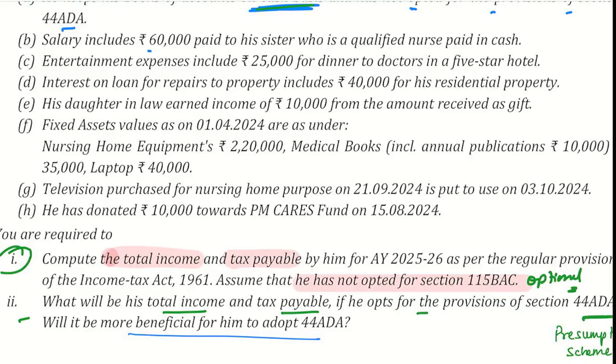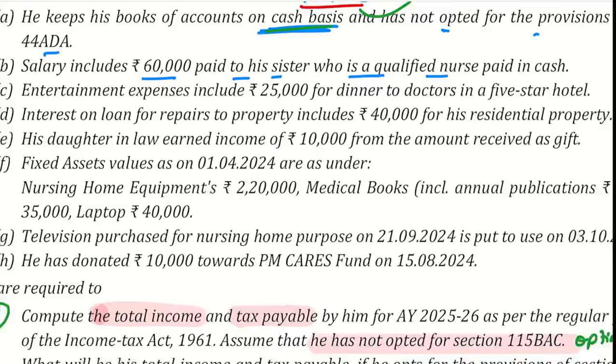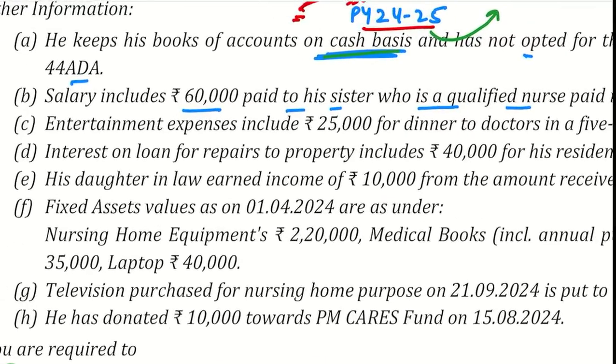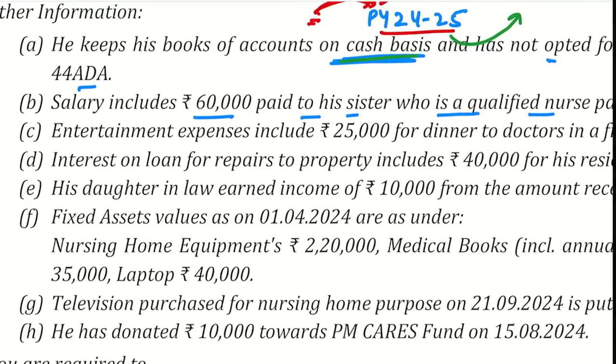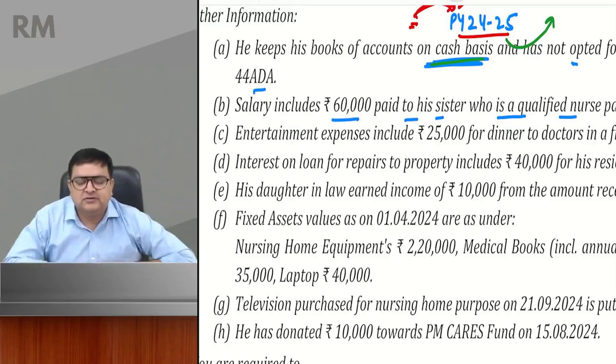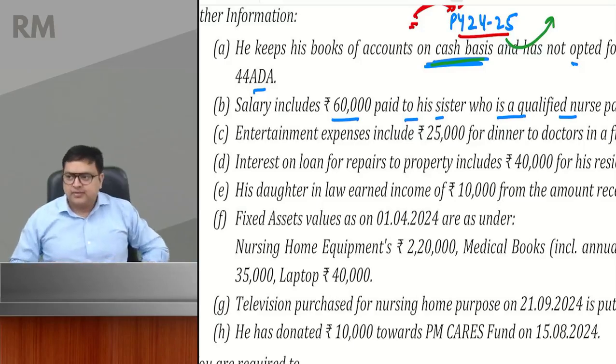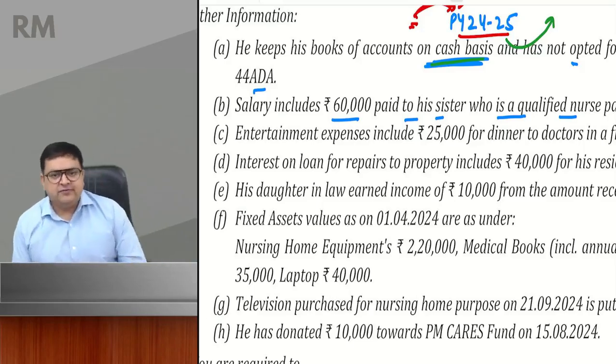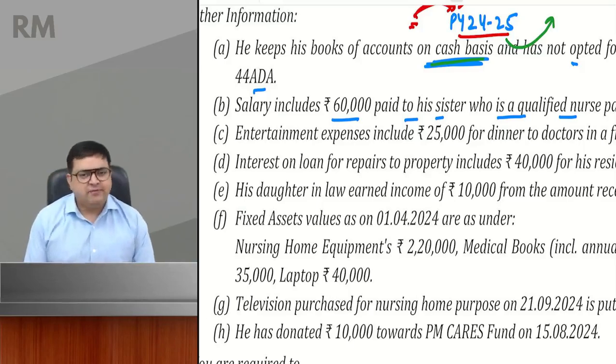Salary includes 60,000 paid to his sister who is a qualified nurse. First of all, tell me, I'm not reading anything extra. Can you pay this money? Salary includes 60,000 paid to the sister of the assessee and she is a nurse. Can you pay this amount to her or not? Can you pay to the relative or not? We can pay to the relative. If it is at fair market value, we can pay it. And if nothing is mentioned, we'll assume it's fair market value. So there is no problem in it.